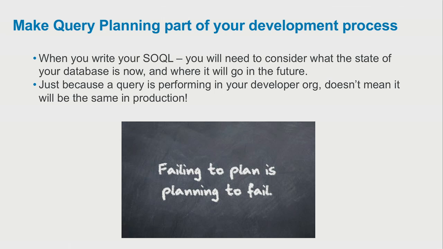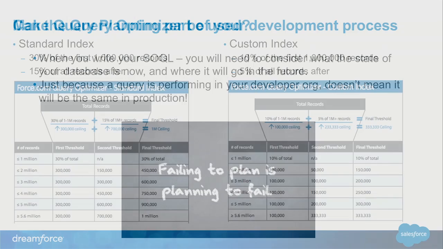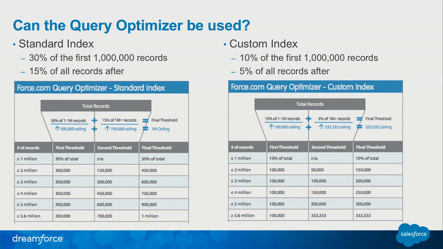Just because you write a query in your developer org, you need to look at this in a full sandbox. For those of you with the upper levels, you'll get that full sandbox, and you want to run these query tests in there. So when can the query optimizer be used? Just because you have an index doesn't mean it's going to work.